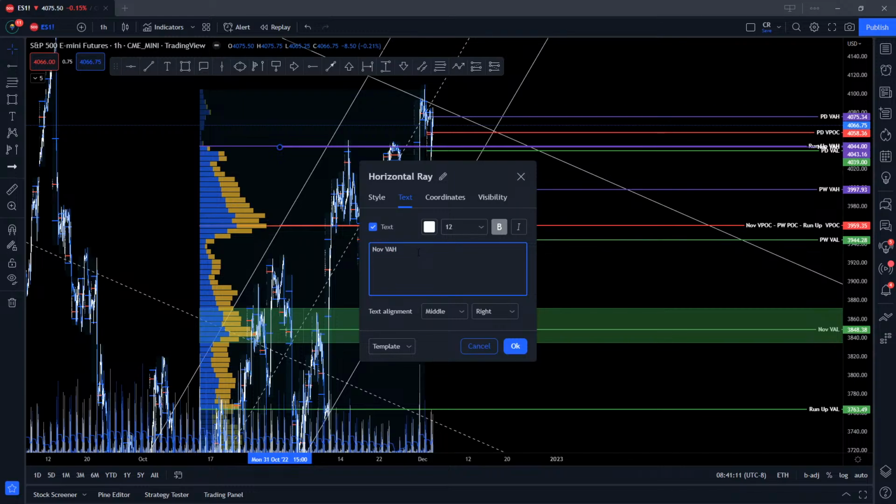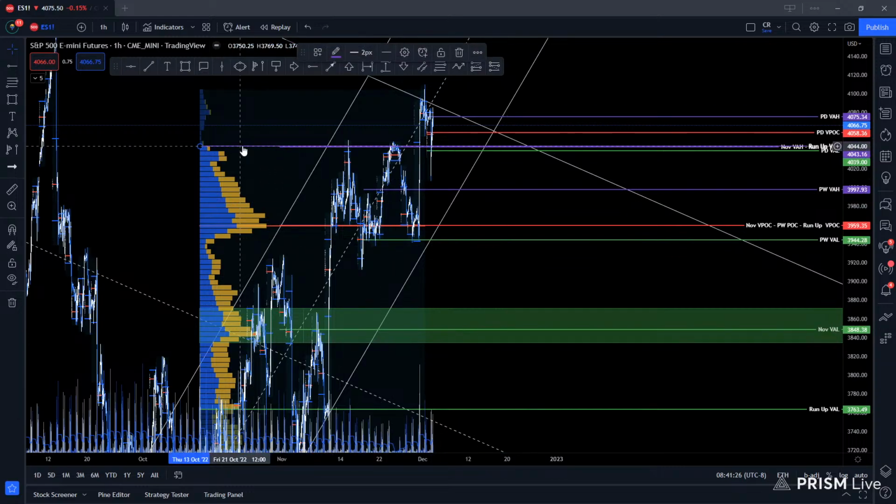Question. Do you prefer to play 80% on the run up and run down value areas as well, or do you stick with the weeklies or monthlies and dailies?